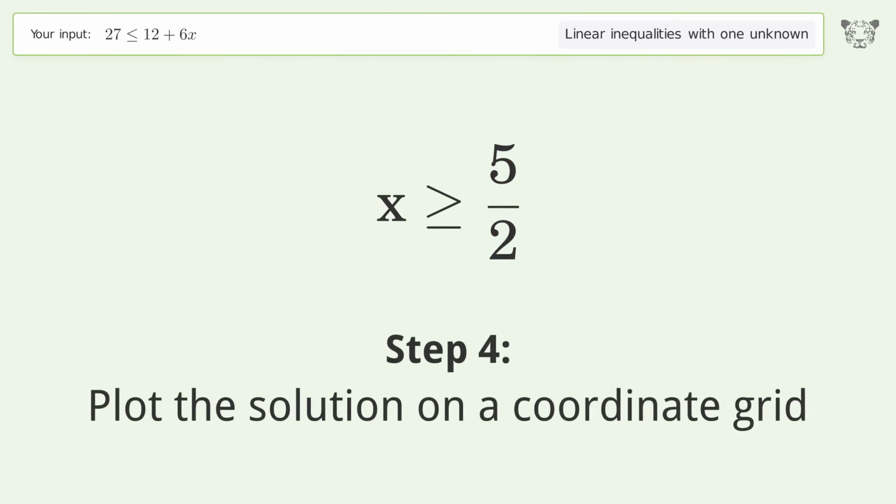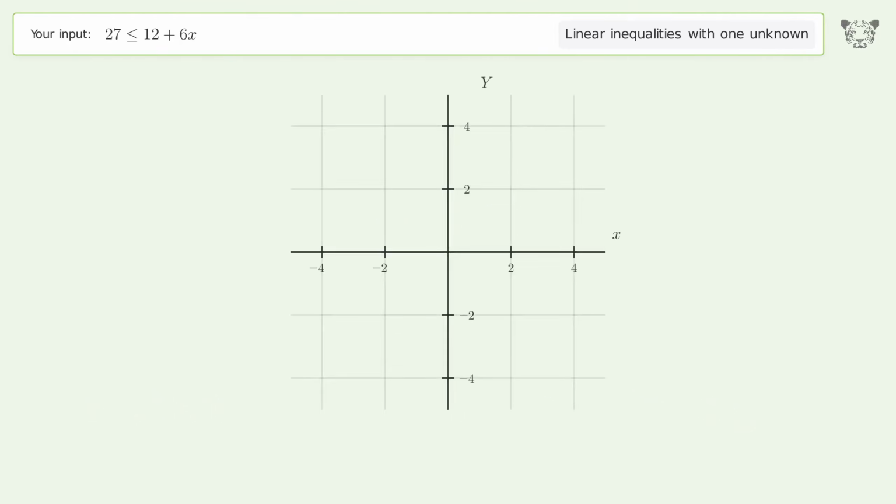Plot the solution on a coordinate grid. And so the final result is x ≥ 5/2 ≥ 21/2.